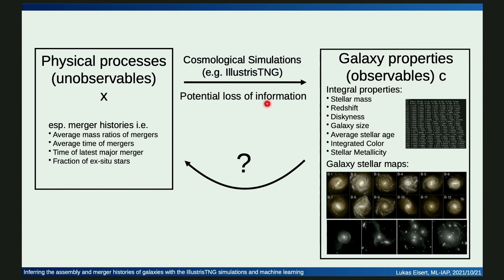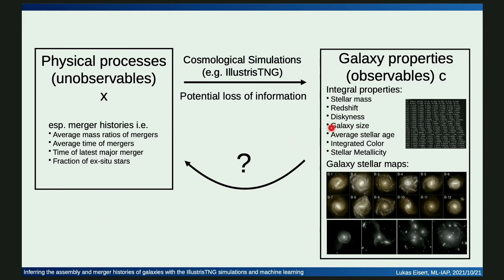On the left side, we have the physical processes which are not observable in general. In my case, the merger statistics, and I use up to now four summary statistics. That's the average mass ratios, the average lookback times, and also the time of the last major merger, with the idea, of course, that the last major merger has the biggest impact on the merger history. And also the fraction of ex situ stars, so the stars which have been accreted during its history. And I'm using the simulation, IllustrisTNG, to connect this to the observables on this side.